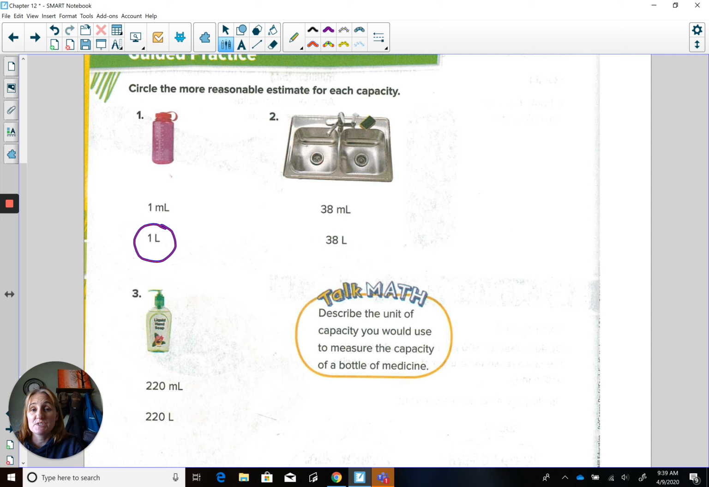Number 2, would it be that filled the sink? And I'm assuming both sides of the sink. Would it be 38 milliliters or 38 drops of water? Or 38 liters of our mugs to fill up that sink? So you're right, I wouldn't fill it up with little eyedroppers. I would fill it up with my big cups.